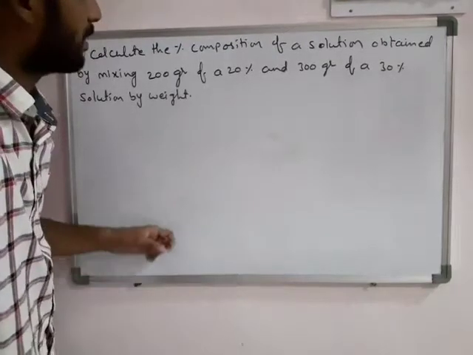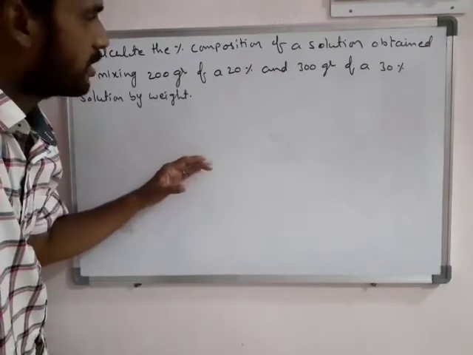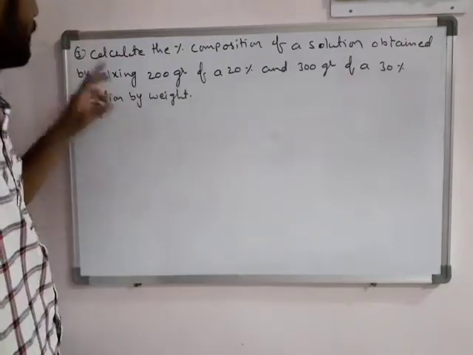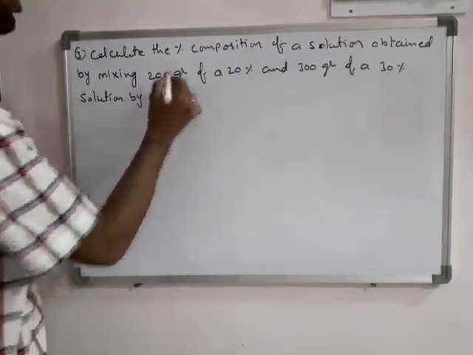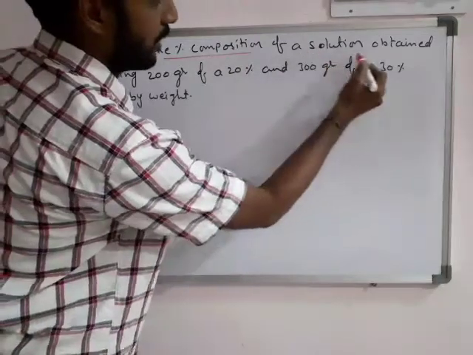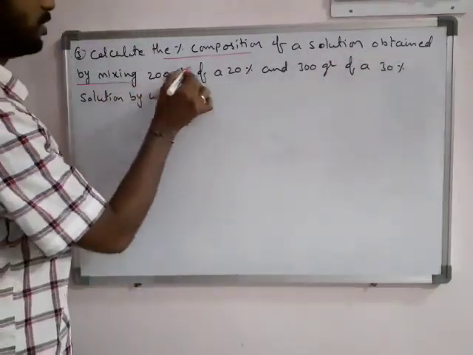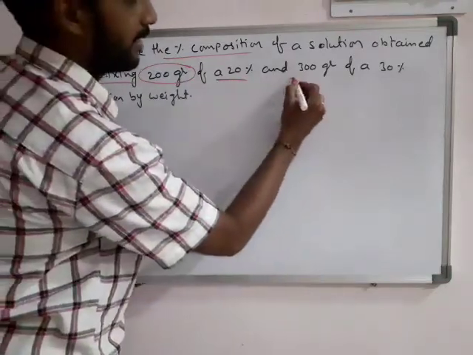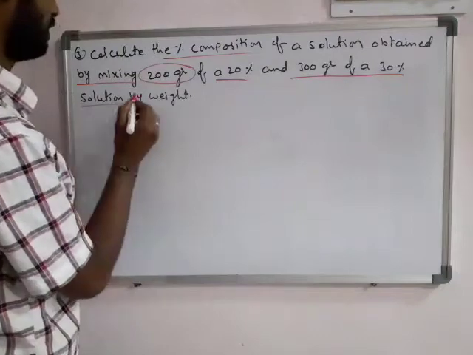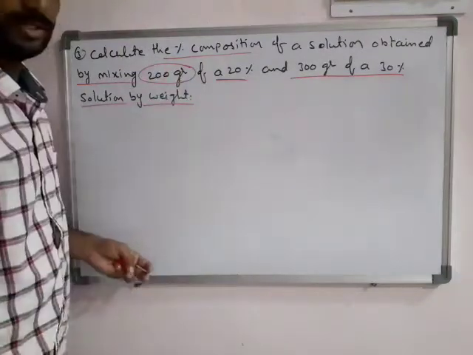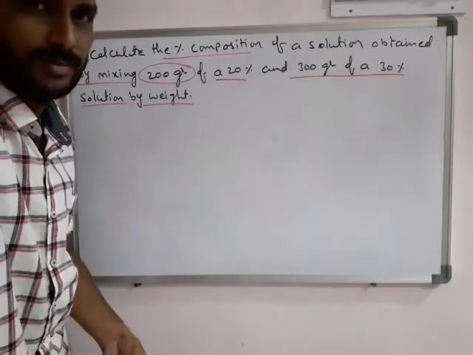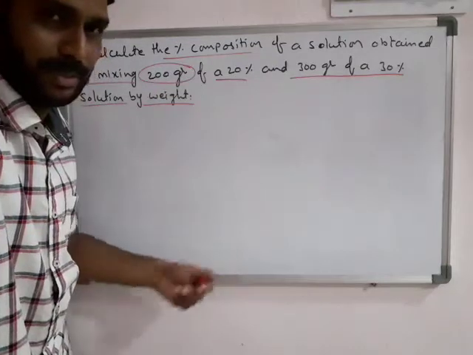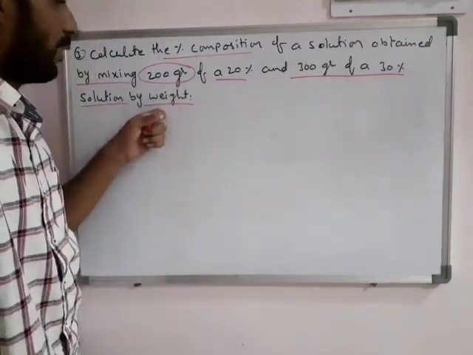So here it is a percentage composition problem. This type of problem generally comes in the solutions lesson. Okay, so here, calculate the percentage composition of a solution obtained by mixing 200 grams of a 20% solution and 300 grams of a 30% solution by weight. Here the calculation is percentage by weight. And we know percentages are given in terms of weight, by volume, sometimes in ppm. Here it is given in terms of weight.